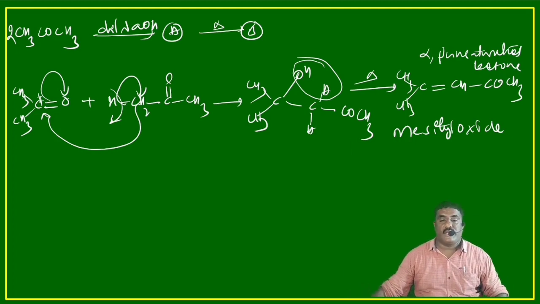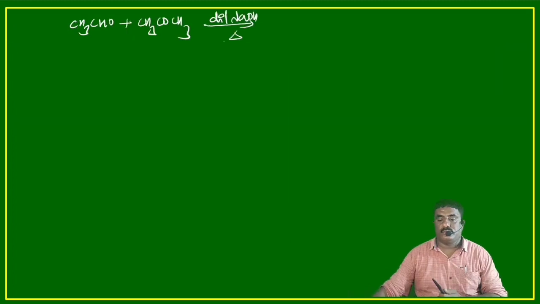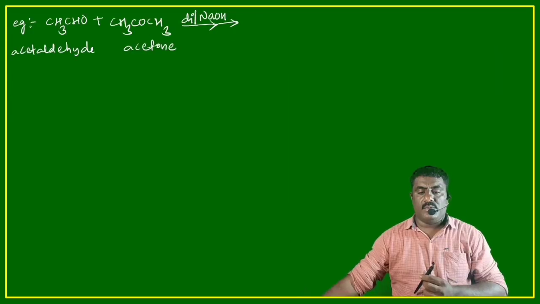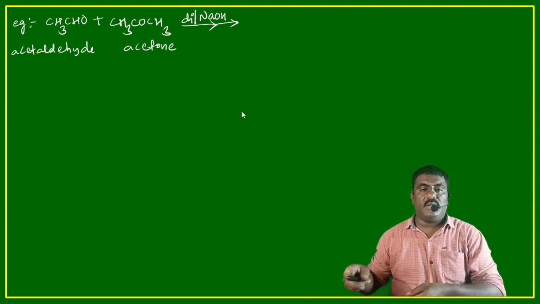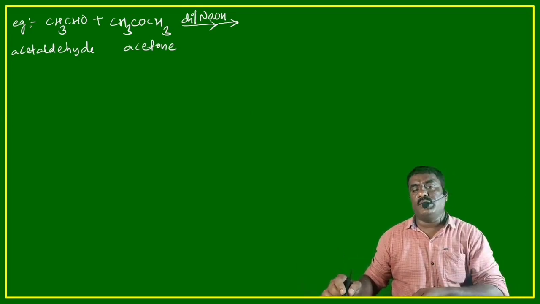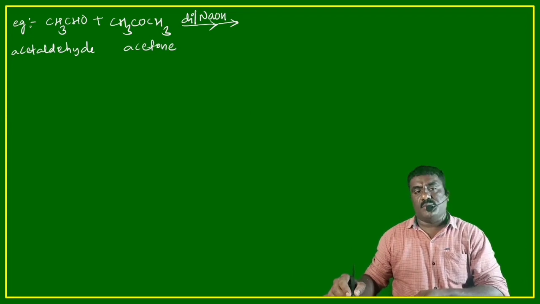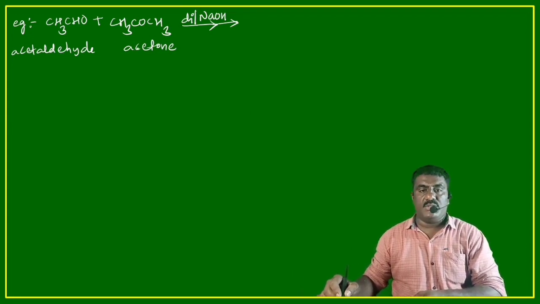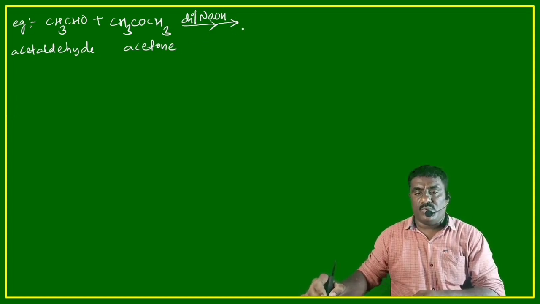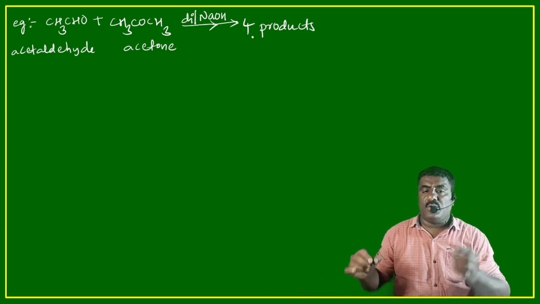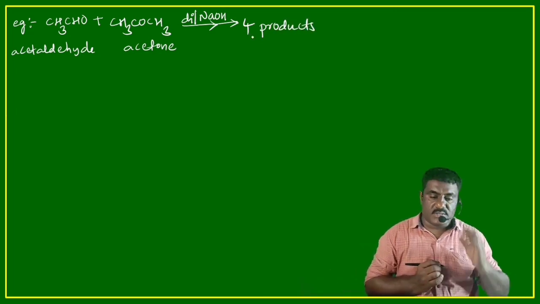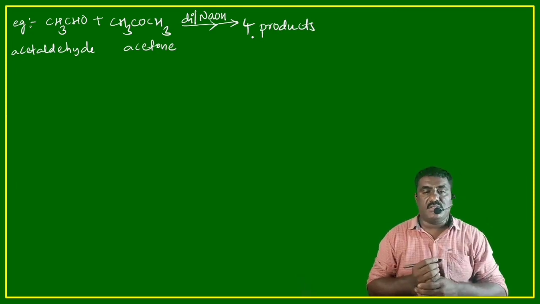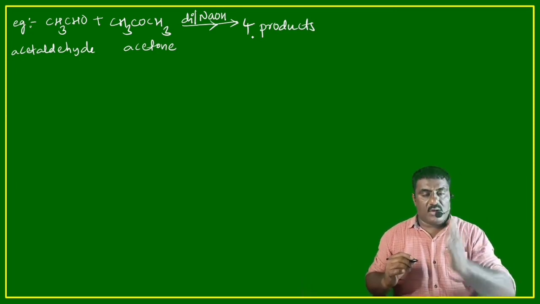Let's take one more example: acetaldehyde and acetone in the presence of dilute base. One of the substances is an aldehyde, the other is a ketone. It undergoes aldol condensation in the presence of dilute base to give four products. How are they formed? Two products are from self-aldol condensation and two products are crossed products.